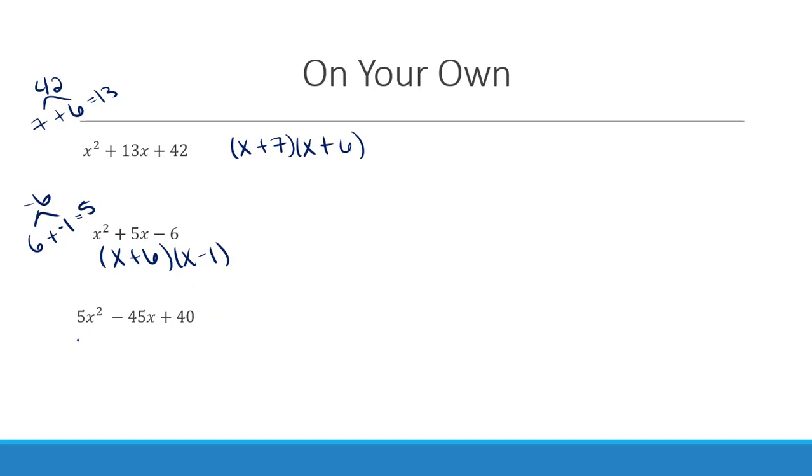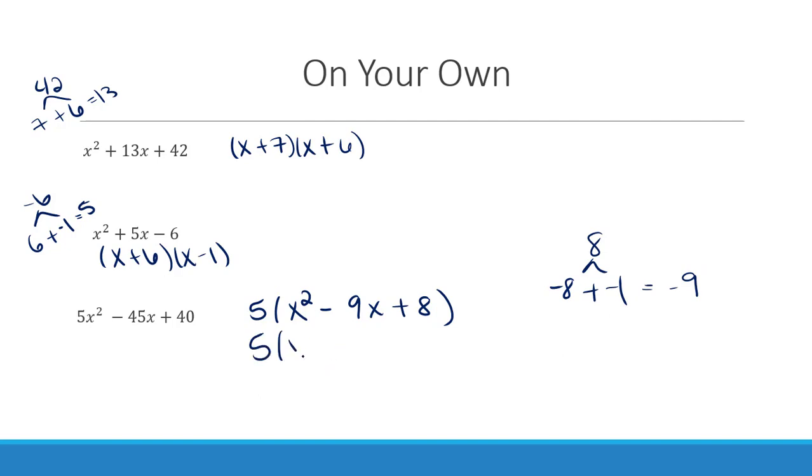Stop right here in your tracks. There's a GCF of all three of them. Take that out first. That's going to be the biggest thing, I promise you, is forgetting to take out that GCF if there exists one out of all three of these. So what multiplies to give me 8 but adds to give me negative 9? You could do a negative 8 and a negative 1. So I would have 5 times x minus 8 times x minus 1.